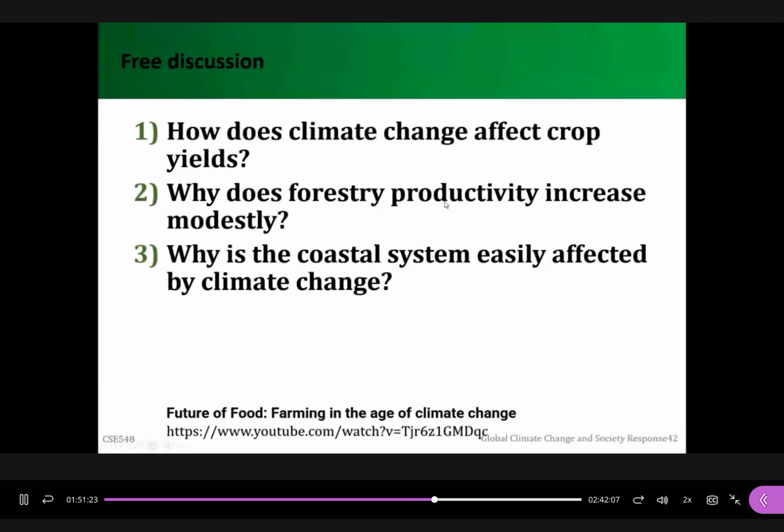And why does forestry productivity increase modestly? This is just caused by the temperature increase. Higher temperature will favor the growth of the forest. So there will also be the precipitation. The enhanced precipitation will also favor the growth of the forest. And why is the coastal system easily affected by climate change?